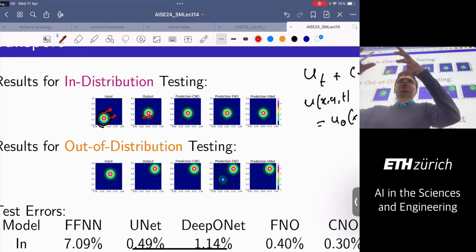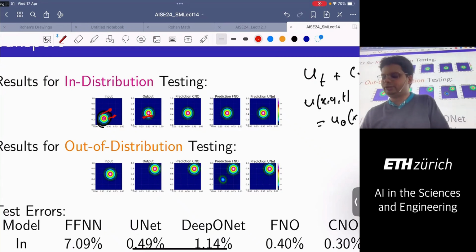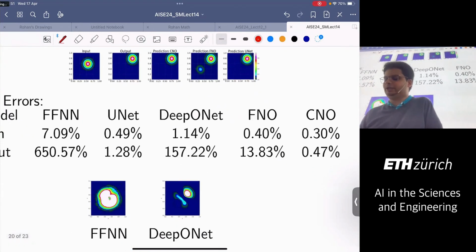And for the initial distribution, what we do is that we change the strength of the bump, we change the size of the bump, and so on. The location is always around these points, okay? And you can see CNO gets almost a perfect answer. FNO also gets a perfect answer, as does UNet. Nothing changes, and if you look at the numbers, they are like 0.3%, 0.4%, 1.4%, and so on. I mean, all of them are good, right?